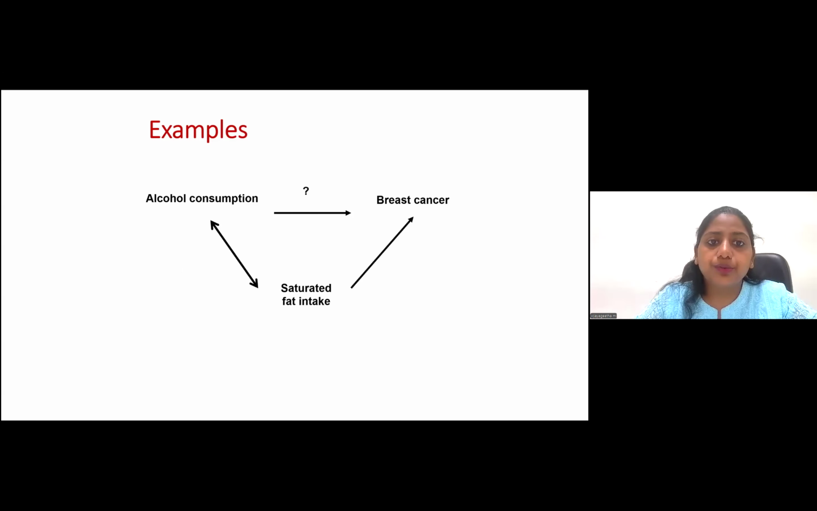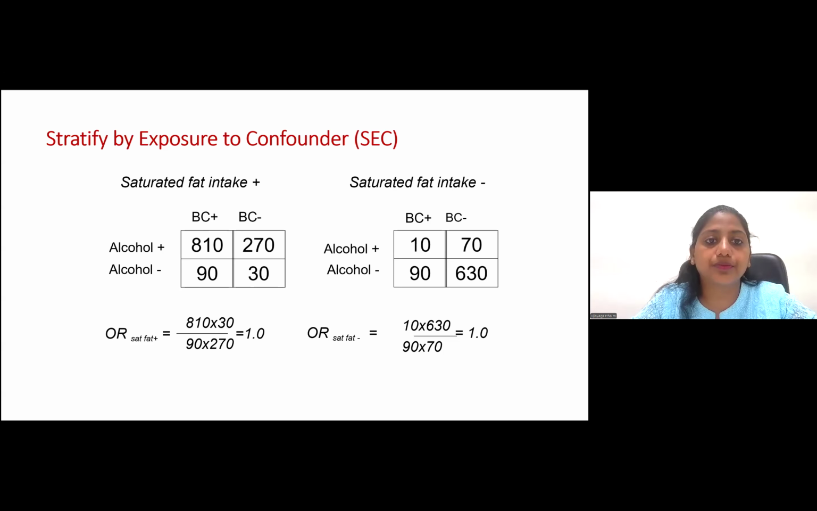So what do we do, right? Alcohol consumption here was the exposure and breast cancer is the outcome. So the third variable or the extraneous variable here is the saturated fat intake, which is a confounder, right? So if we were to calculate again, we stratify in terms of saturated fat, and we find the odds ratio is similar in both the categories. What does it mean? That there is no association between alcohol intake and breast cancer, right?